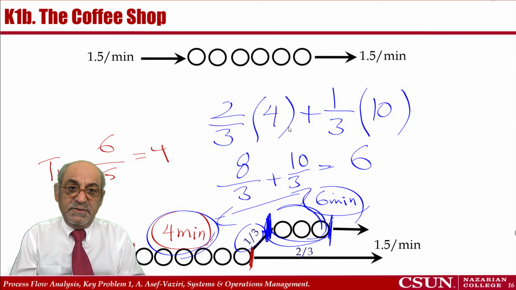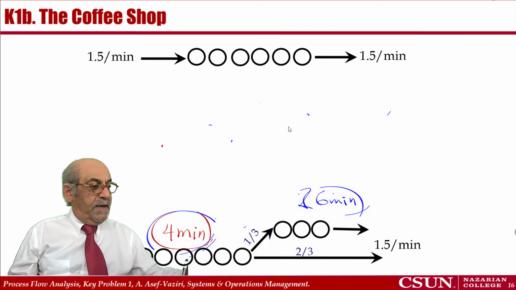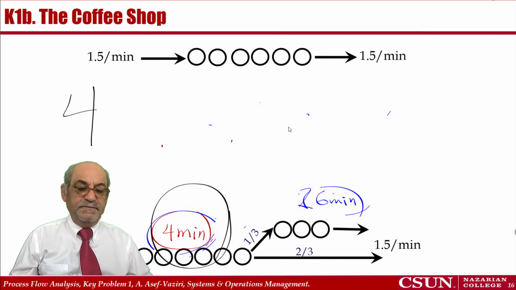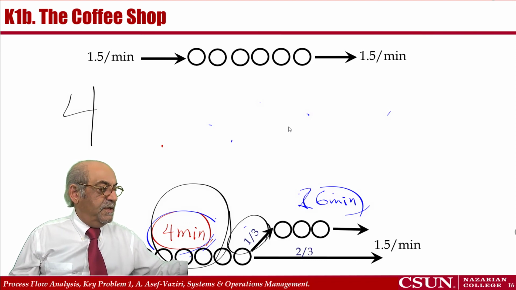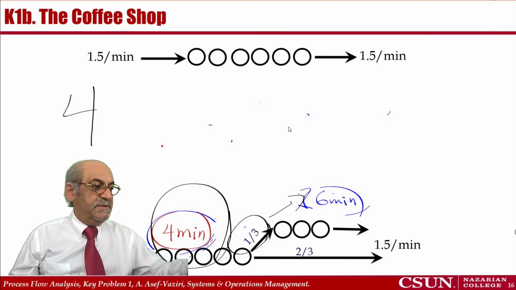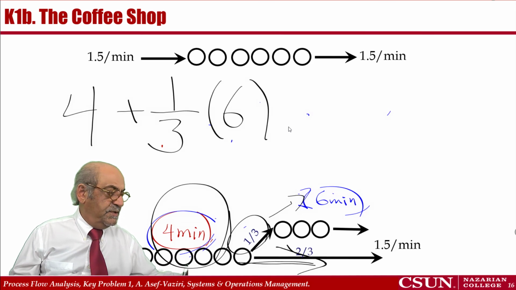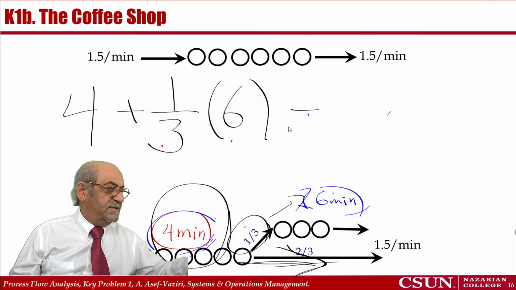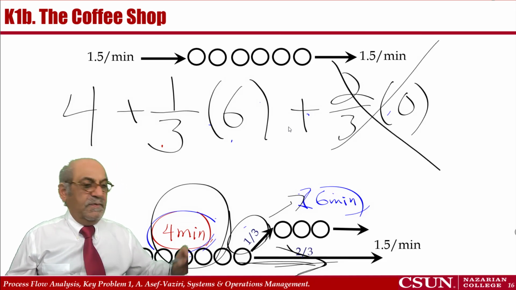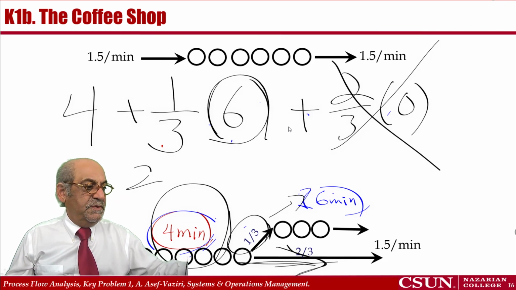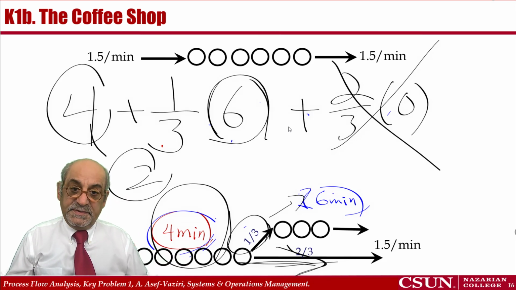A different way to get the same results. Everyone should go through the first line, so it takes 4 minutes. 1/3 of people go through the second line, so that is 1/3, and second line takes 6 minutes. The other 2/3 will go through this line, which takes 0 minutes. That is why we even don't need to write it. 6 times 1/3 is 2, plus 4 is 6.